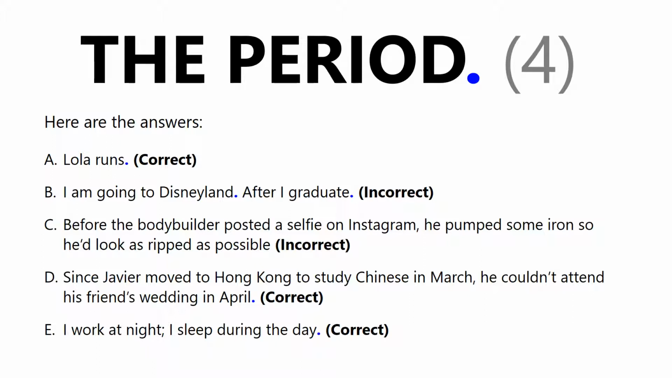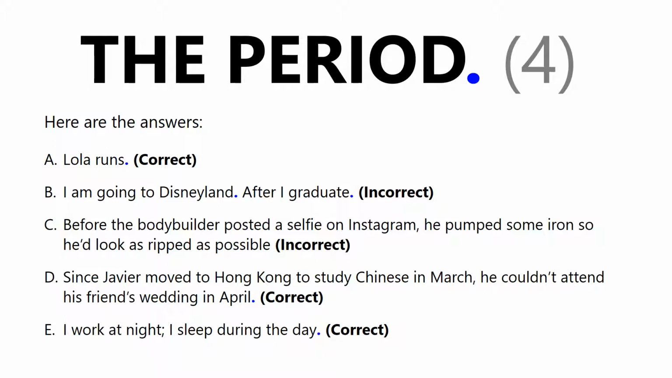Now this is incorrect because the period after "I am going to Disneyland" separates off the dependent clause "after I graduate," so it's sitting there all alone as a sentence fragment. So that period between "I am going to Disneyland" and "after I graduate" needs to go. C. Before the bodybuilder posted a selfie on Instagram, comma, he pumped some iron so he'd look as ripped as possible. Now, this is incorrect because there is no period at the end of this sentence.